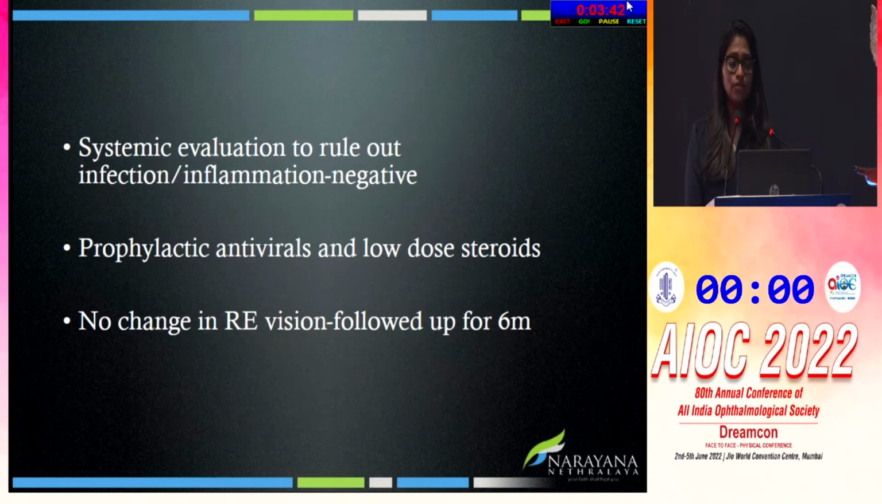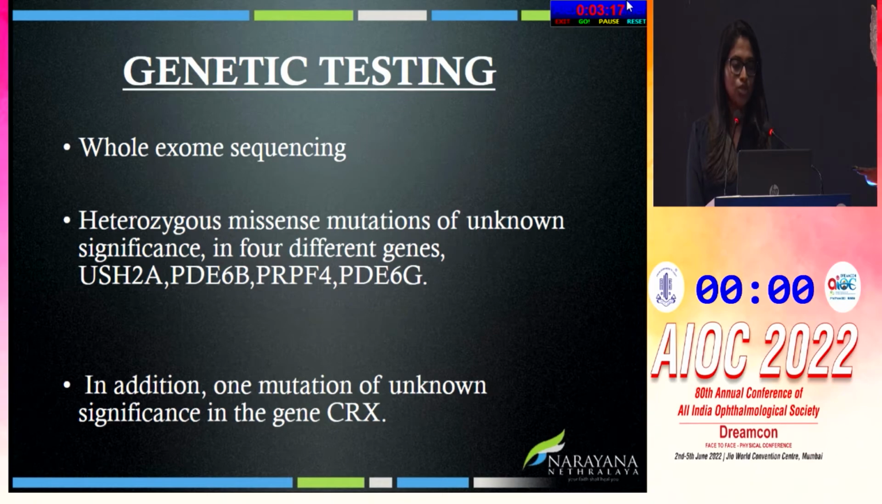A systemic evaluation was done because he had a history of fever, which was there before he presented with his decreased vision. The evaluation did not show any features of infection or inflammation. He was given prophylactic antivirals and low-dose steroids, following which also there was no change in his vision. We followed the patient up to 6 months. Even after that, there was no change in the patient's features. So we went ahead and did a genetic evaluation. We did a whole exome sequencing, which showed heterozygous missense mutations of unknown significance in 4 genes, as mentioned. In addition, 1 mutation of unknown significance in the CRX gene was also noted.